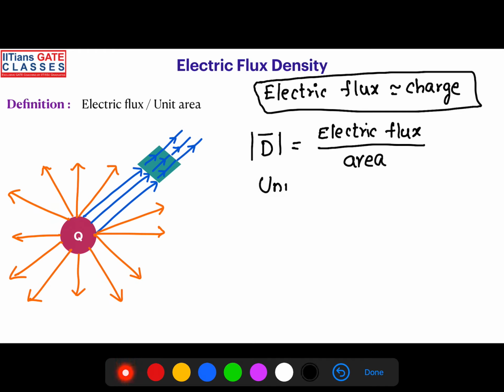Now what will be the units of this? The units of the electric flux density are the same as the electric flux per area, right? I said the flux is indirectly related to the charge. So the units will be in the order of coulomb per meter square. And there is one more thing, the direction, right? The direction of the electric flux density and the electric field intensity are both the same, because we already studied in our elementary physics that the displacement flux density is D equals epsilon times E, right? Where epsilon is called the permittivity of the medium.